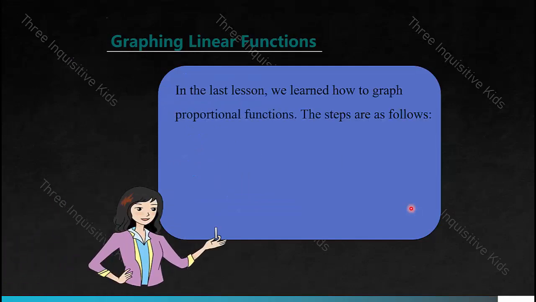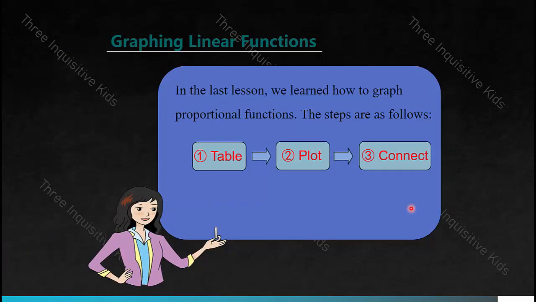Graphing linear functions. In the last lesson, we learned how to graph proportional functions. The steps are as follows. First, we create a table listing all the different coordinate pairs. Then we select two coordinate pairs and plot them on the coordinate plane. Usually the two that we select are the origin point and the point where x is equal to 1 and the y value is k. Third, we connect these two points and we have the graph.